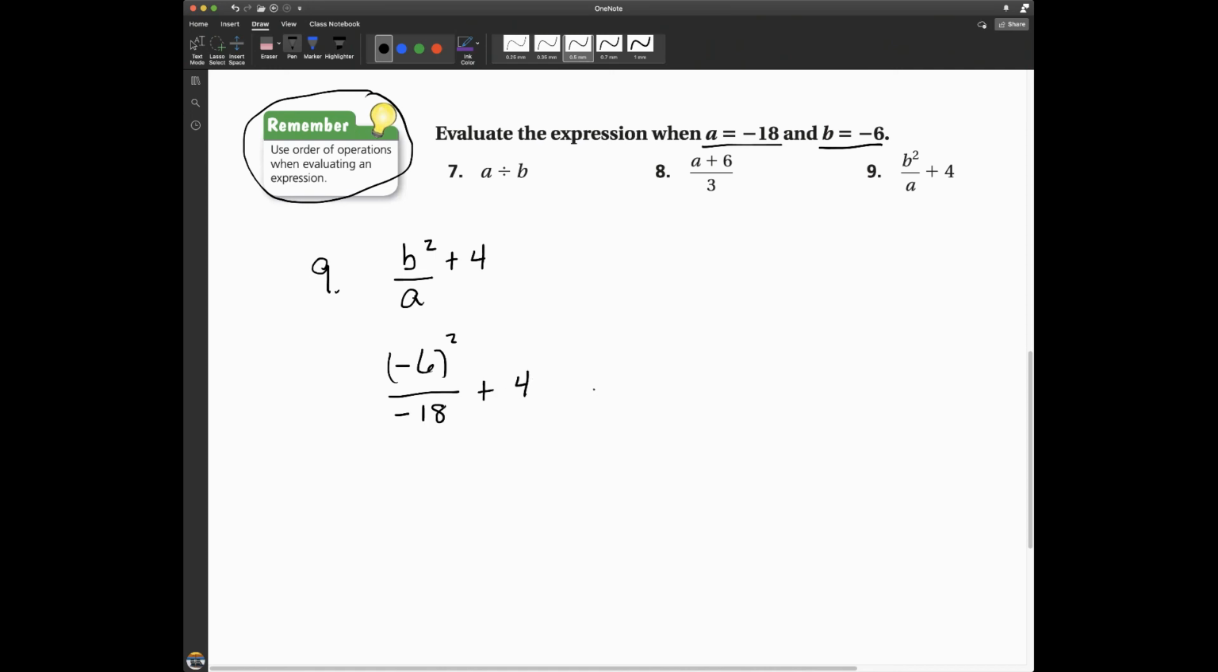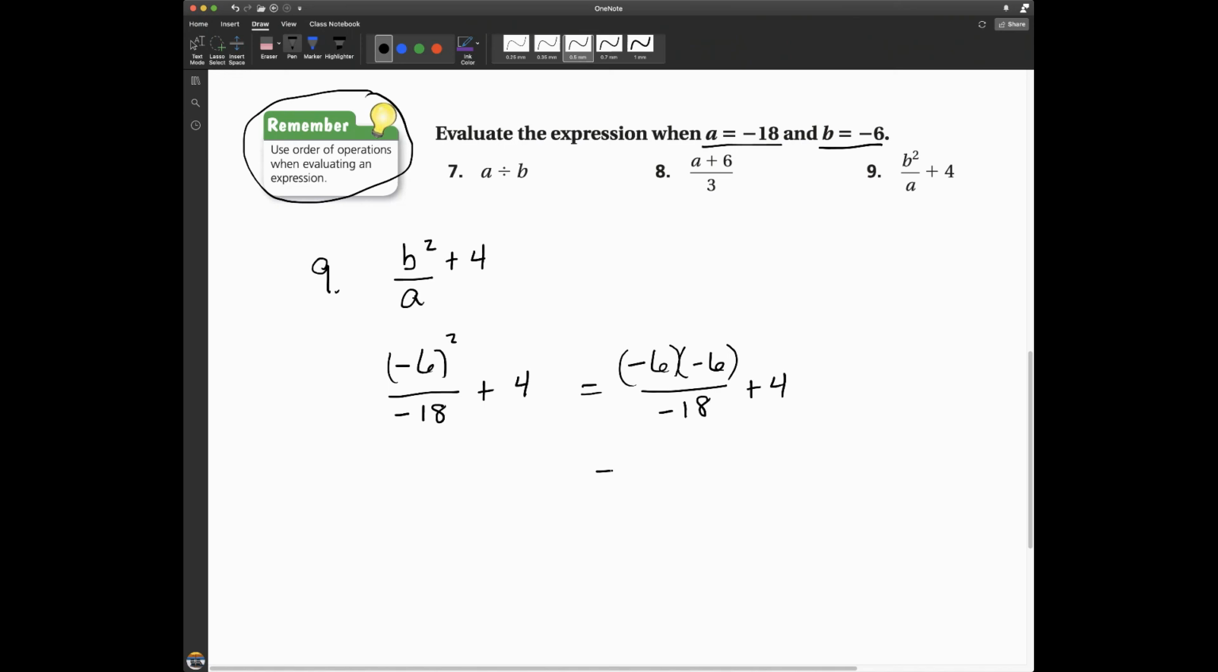So order of operations: parentheses, exponents, multiply and divide, add, subtract. That's a fact. Use PEMDAS and get it right. We have to do the exponents, right? Exponents come first. So negative 6 squared is the same as negative 6 times negative 6, and then that is divided by negative 18, and I'm adding 4.